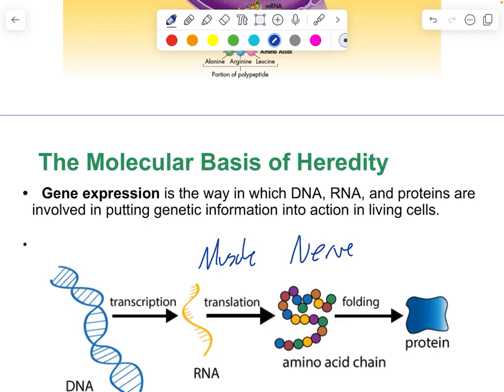So this is the central dogma, right? One more time. DNA is transcribed into RNA and translated into protein.